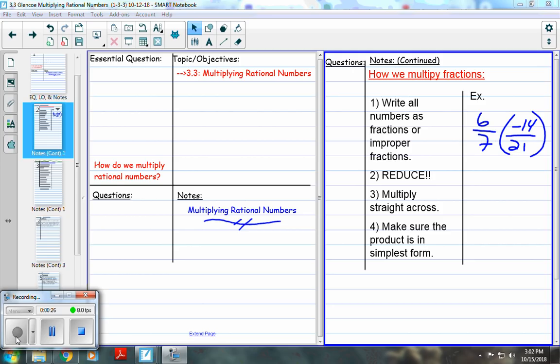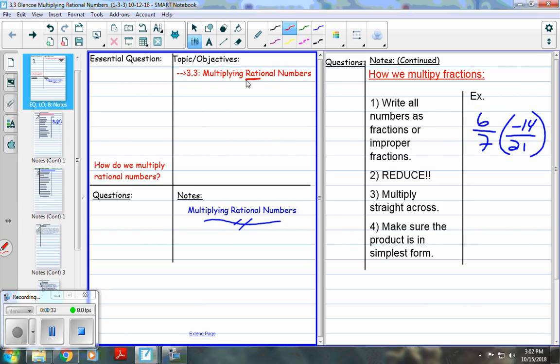Awesome, welcome back. So what we're doing today, we're learning how to multiply rational numbers. And just to keep on reminding us, we call them rational numbers because these are numbers that are capable of being written as fractions, which also means they could be written as a terminating or repeating decimal. So rational numbers, and we're going to learn to multiply. So we have our first example here, our guided example.